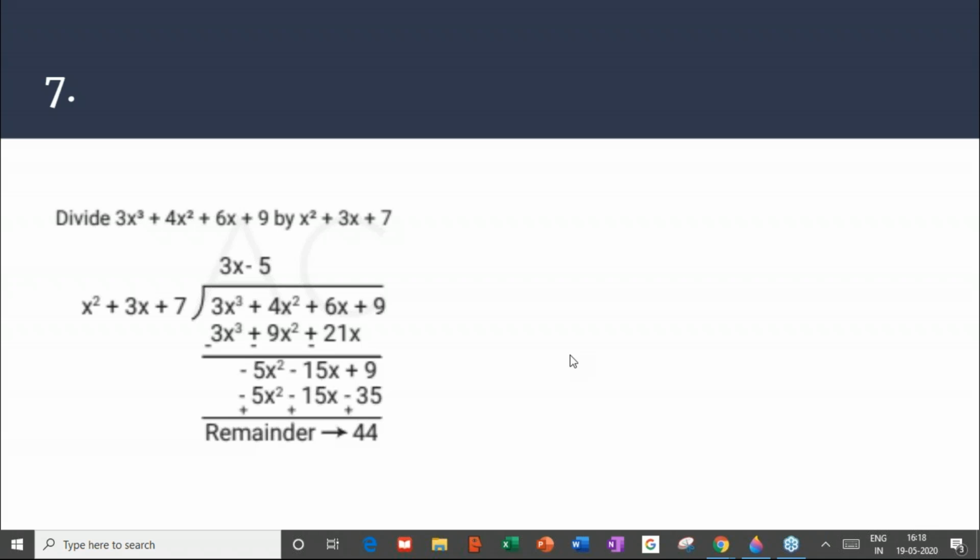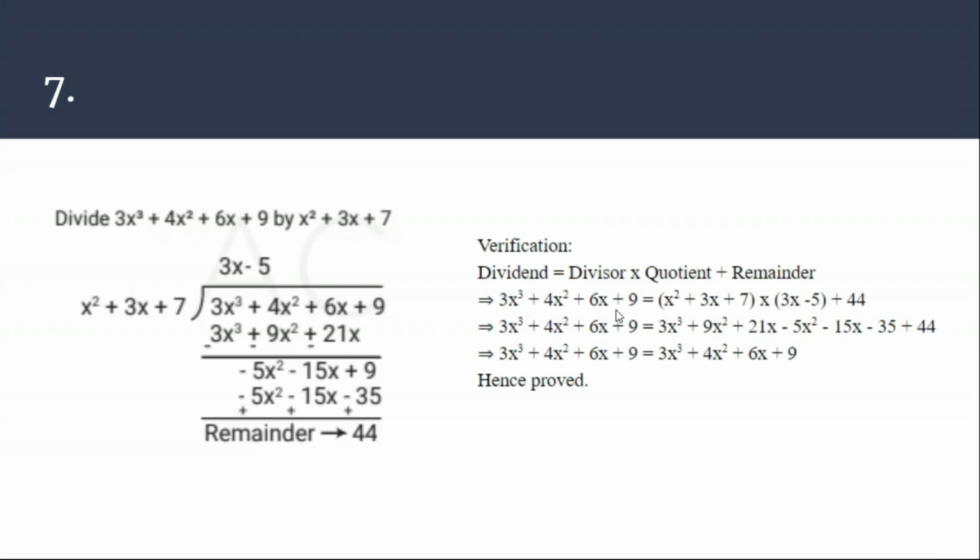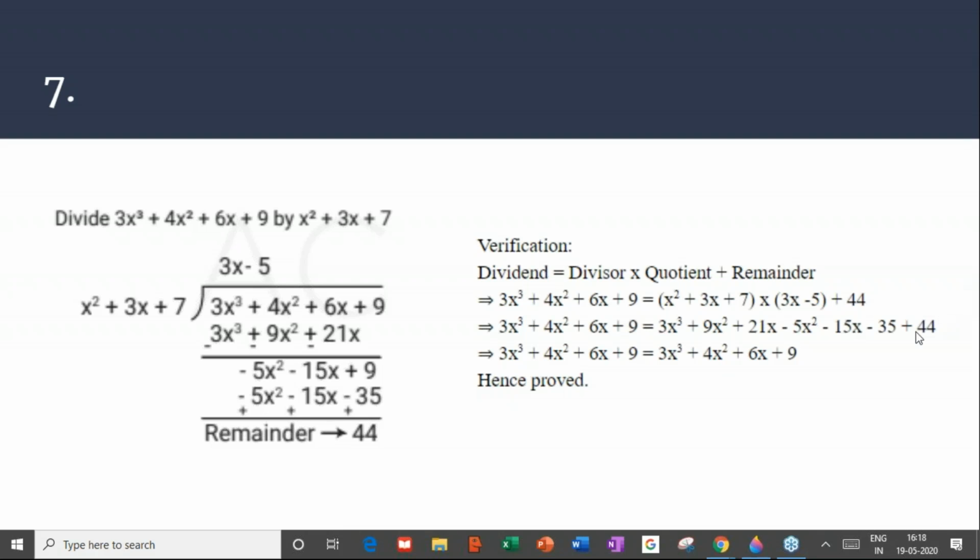Basically you just need to verify using the division algorithm, Rishit. So what you'll do is, I'll just display it on the board. Verification: you write P of X as the dividend and Q of X into the quotient you got plus the remainder. And now just calculate the RHS and verify that it is equal to the LHS. That's all you have to do for verification.